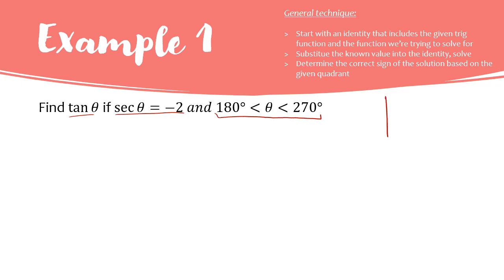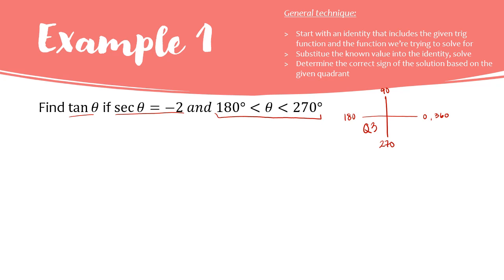Let's look at our quadrants again. We know this is 0, 90 degrees, 180, and 270, and of course back to 360 over there. So if we are looking at any theta values between 180 and 270, that means we're down here in quadrant 3. We'll come back to that idea in a bit.